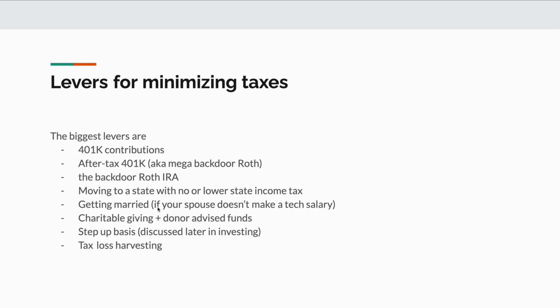And if you get married, kind of in the example that I gave before, the marginal rates applied to your income are going to be different and generally going to be lower, assuming that your spouse doesn't make a similar amount of money as you do. And then you can try to increase your deductions by giving more to charity. There are a couple other levers that are more specific to investments, which we'll talk about in the investment section.